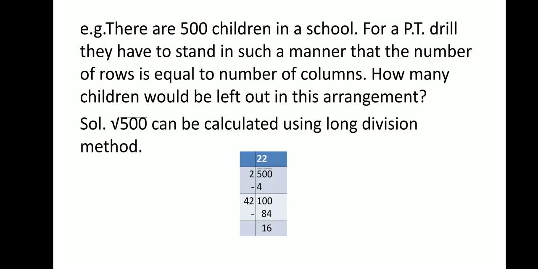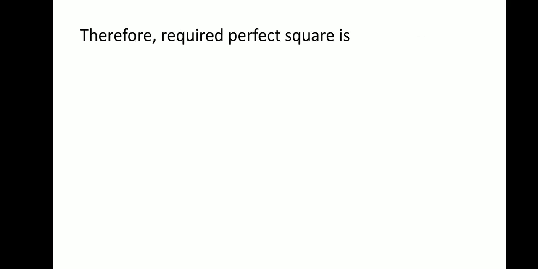Double of 2 is 4. Now along with 4 and along with 2, I need a digit such that when the new divisor is multiplied by it, the product is less than or equal to 100. So if I take 42 into 2, that gives you 84 and the remainder is 16. Therefore, the required perfect square is 500 minus 16. Here I need to directly subtract the remainder from the given number, and it will be 484, and the square root of 484 is equal to 22.